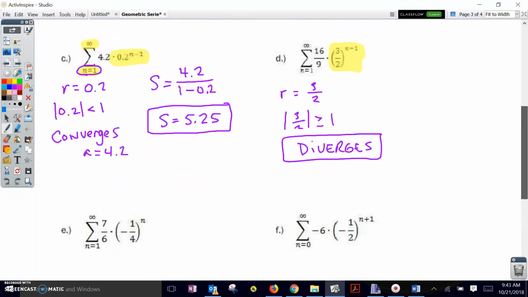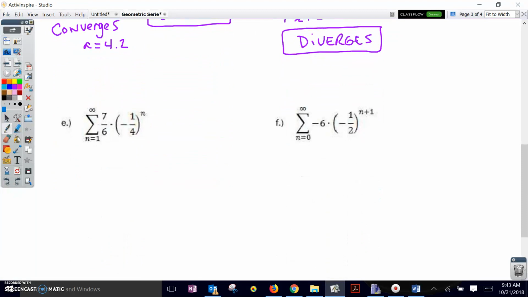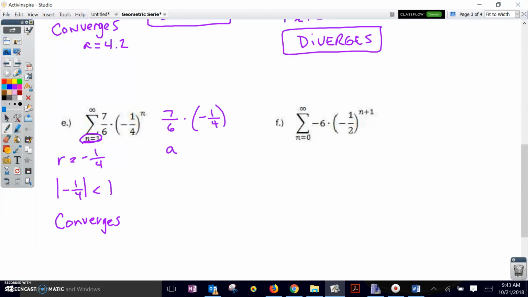Alright. Part E, my r value equals negative 1/4. The absolute value of negative 1/4 is less than 1, so this converges. Now I need to figure out what a is. My lower index is 1, so if I put 1 in here, I've got 7/6 times negative 1/4. That means my a value is negative 7 over 24. And so my sum is going to be negative 7 over 24 divided by 1 minus r.